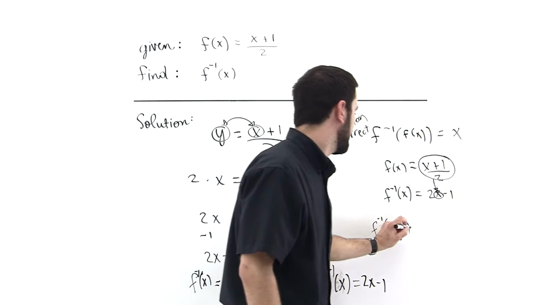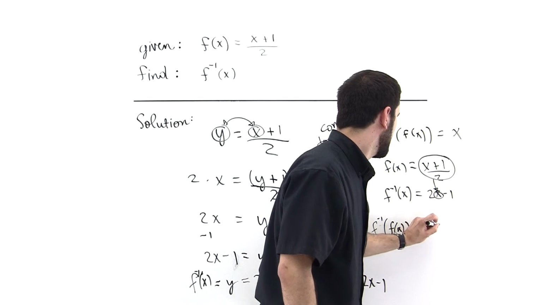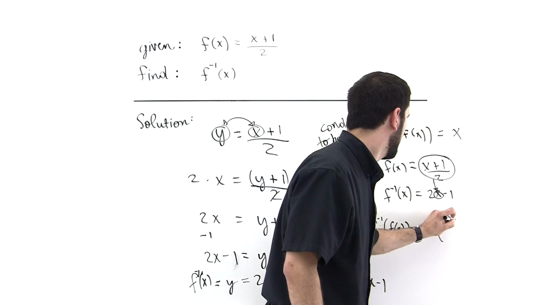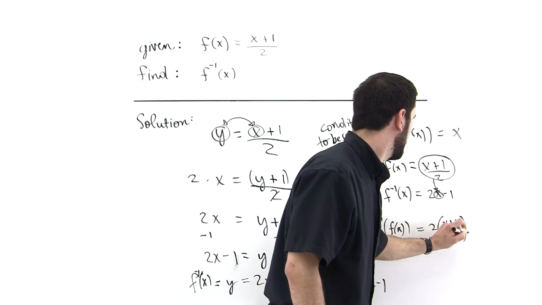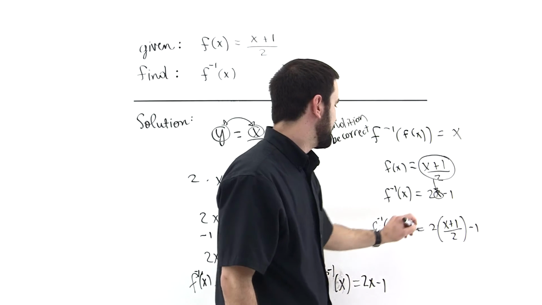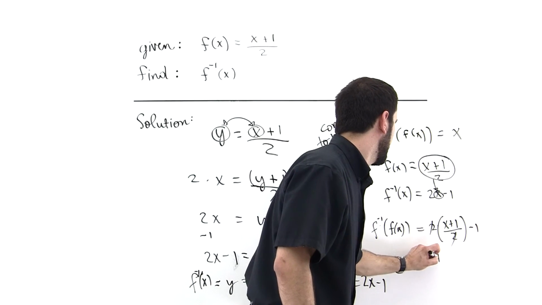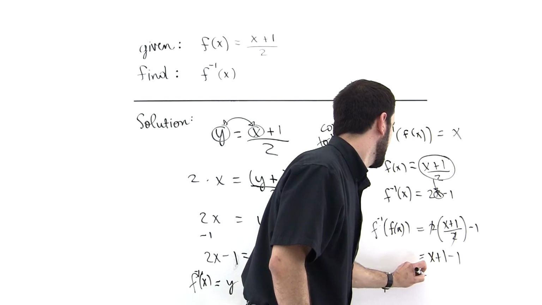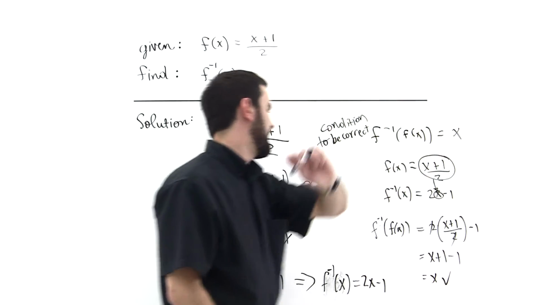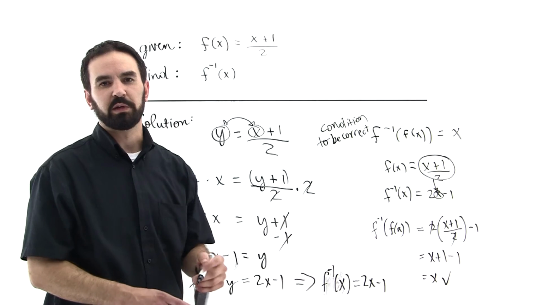So then this is equal to 2 times (x plus 1) divided by 2, minus 1. The 2's cancel, and we have x plus 1 minus 1. Bang, check. So we get it right.